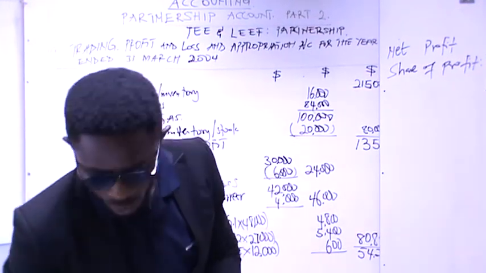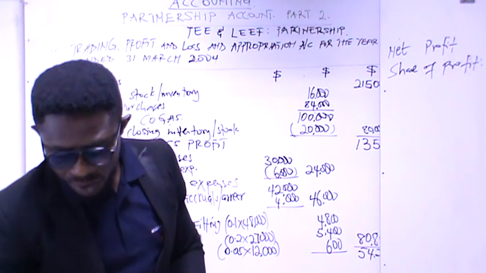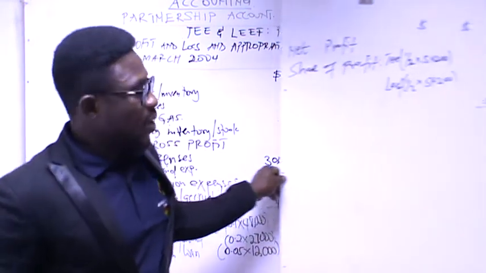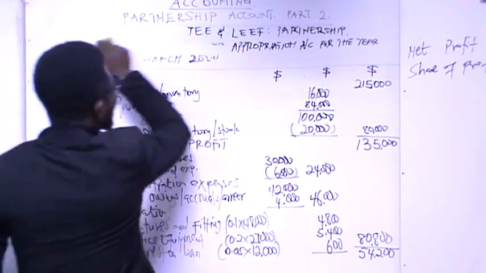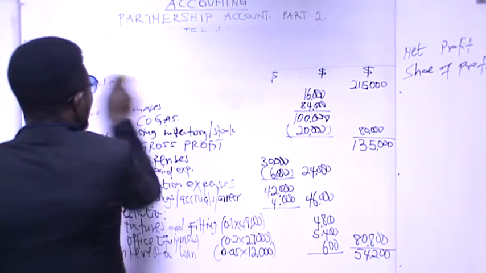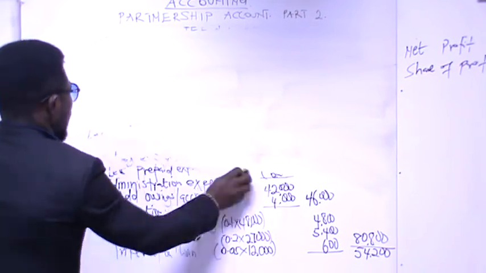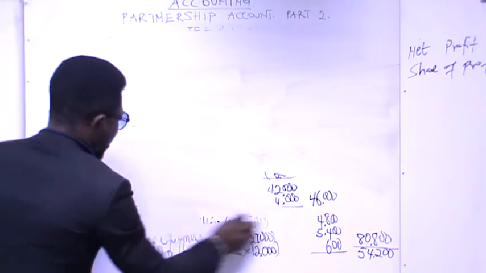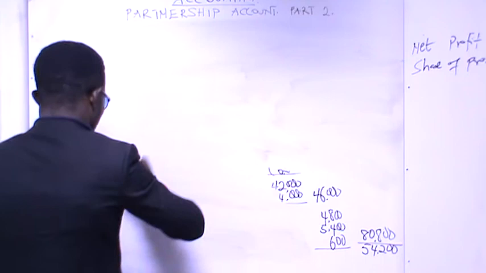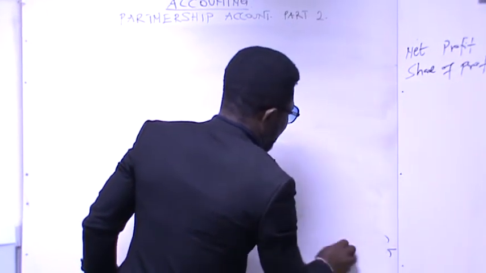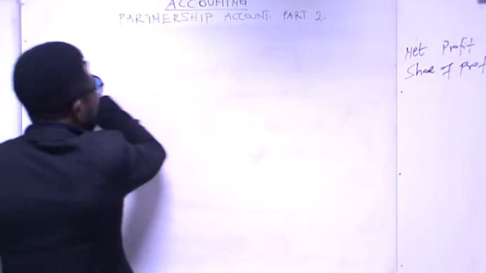Then we look at part B, which says we are to prepare the partners' current account at 31st March 2004 in a columnar form. So we are going to prepare the partners' current account here. I hope you've gotten everything that we just did, and you may not have any problem. If you have any problem, please put it in the comment section so that I will reply to you as soon as possible. Just keep practicing more examples, and you'll find it easy to solve any partnership question.